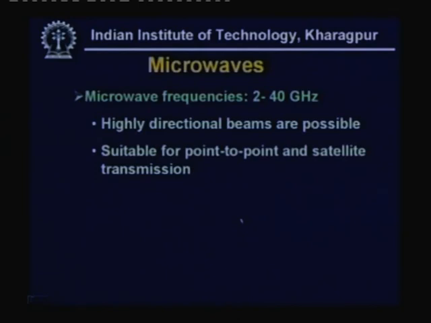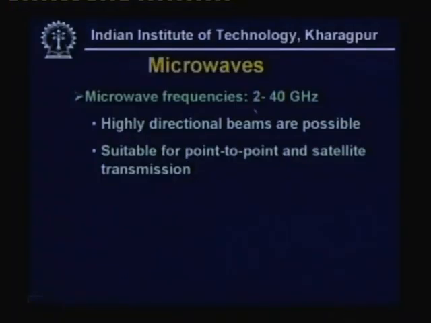Microwaves. After broadcast radio communication comes the microwave frequency. Microwave frequency lies in the range 2 to 40 gigahertz. It is quite a high frequency, and in this case it is possible to have very highly directional beams.